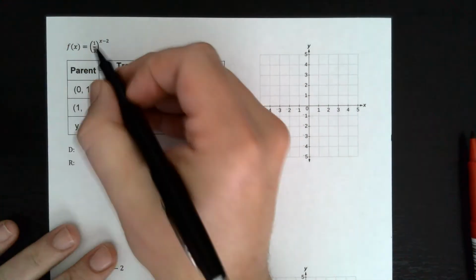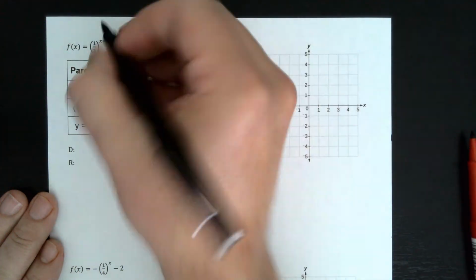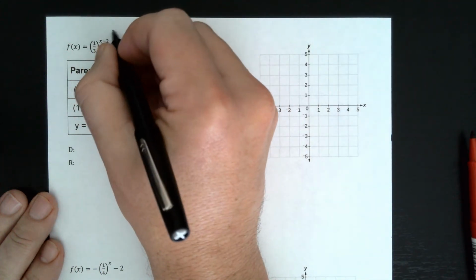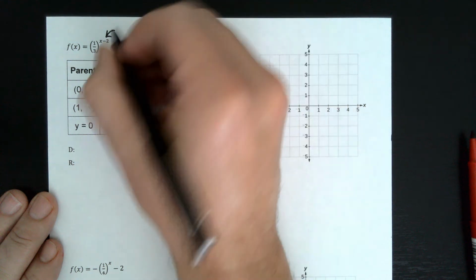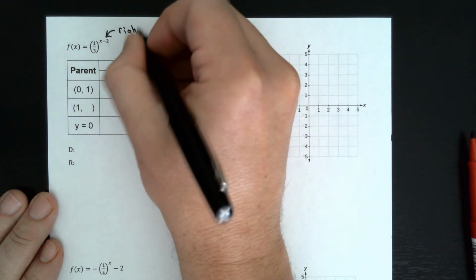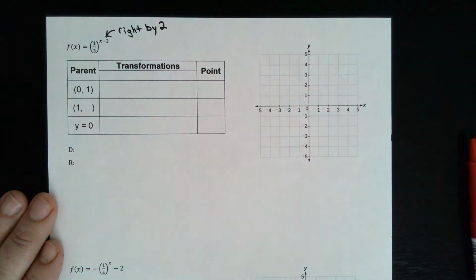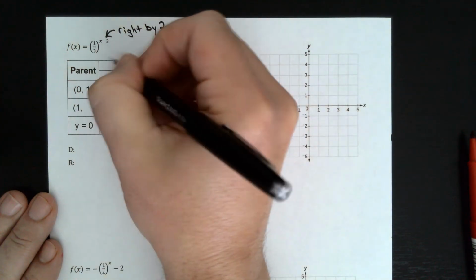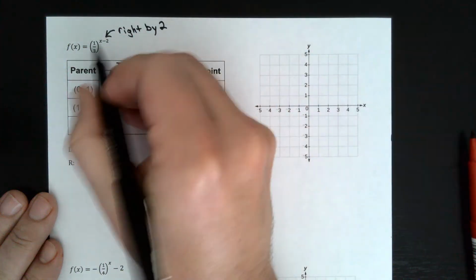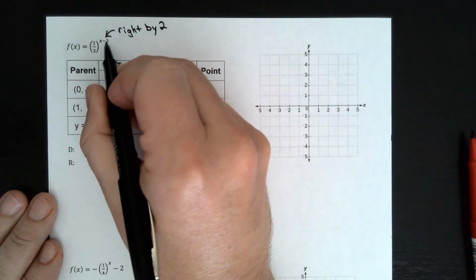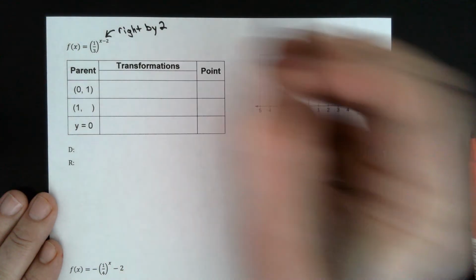Okay, on this one we have 1/3 to the x minus 2. This thing is going to make everything go right by 2, because the minus 2 is up there with the x. It's not out here, adding on or subtracting out here. It's up there with the x, so it's going to go with the opposite sign of whatever that number is. Since it says -2, we'll go right by 2.